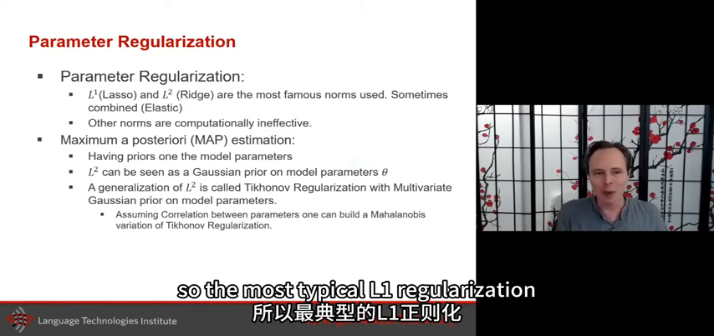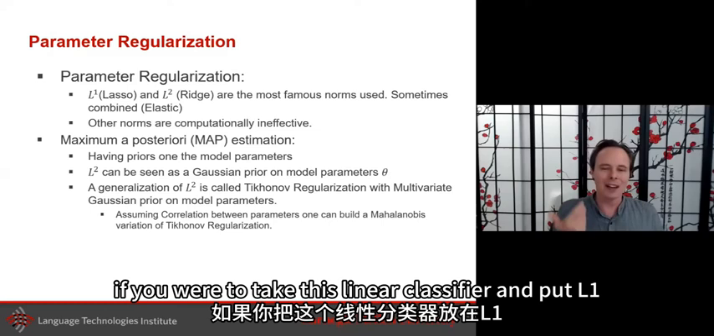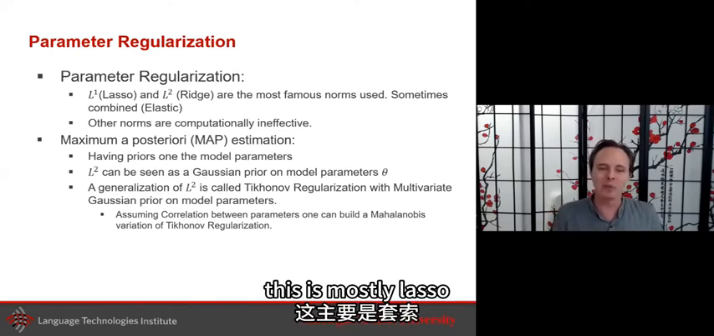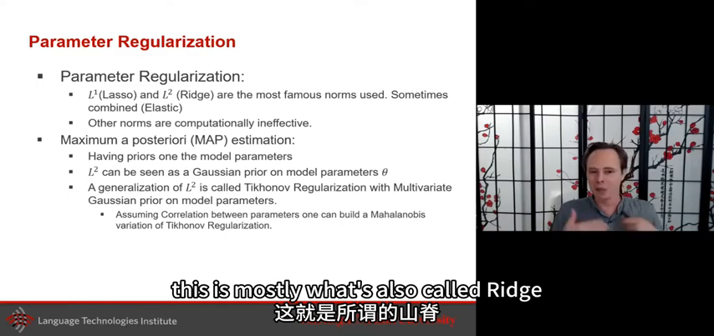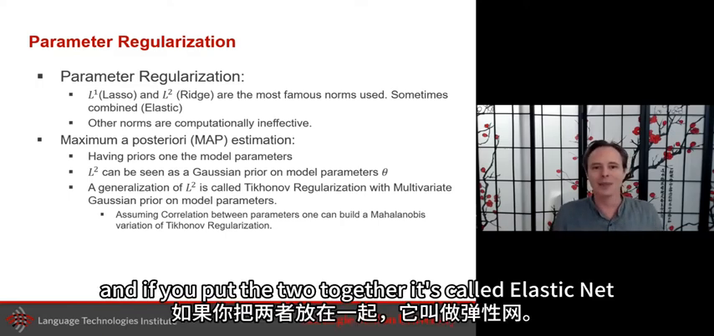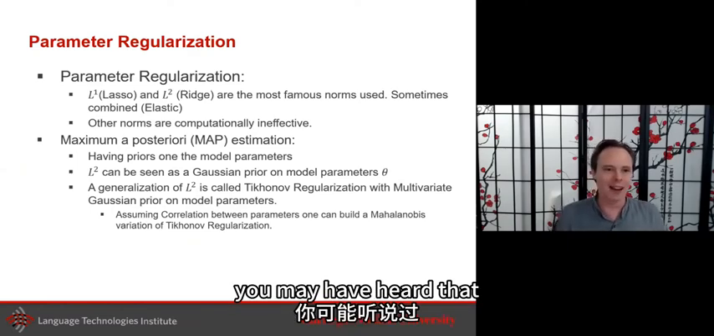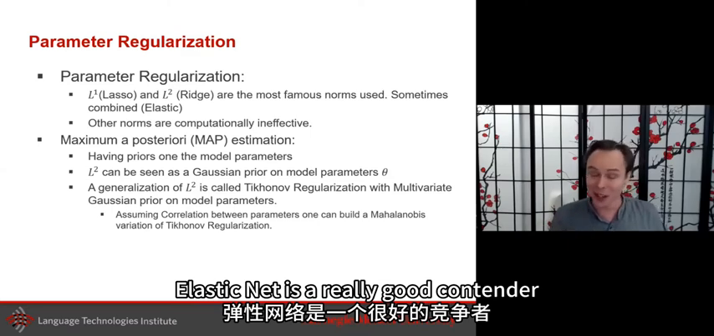So the most typical L1 regularization, if you were to take this linear classifier and put L1 regularization, this is mostly lasso. And if you do L2, this is mostly what's also called ridge. And if you put the two together, it's called elastic net. You may have heard that. Elastic net is a really good contender.